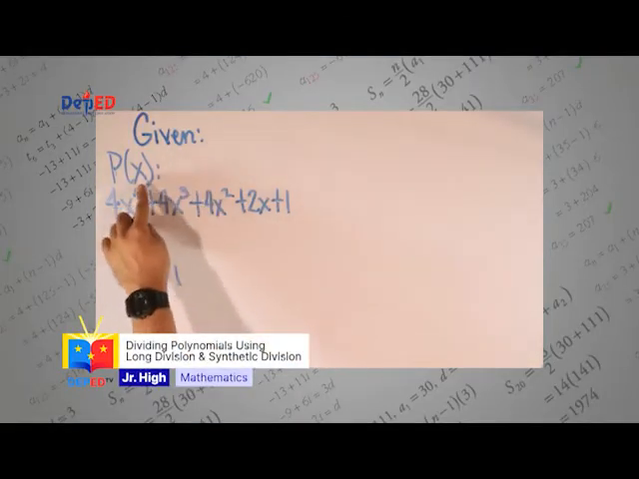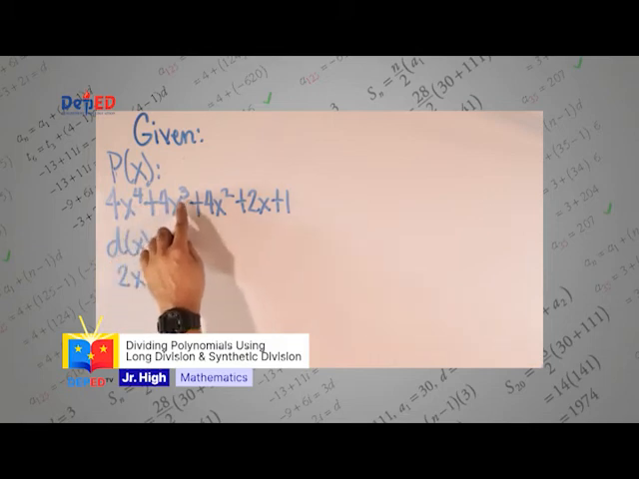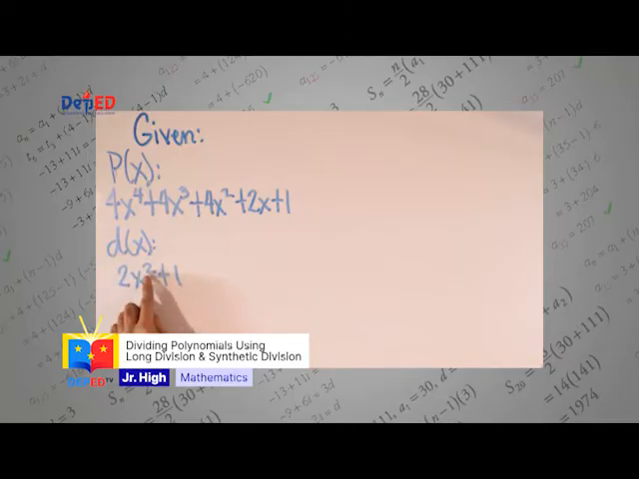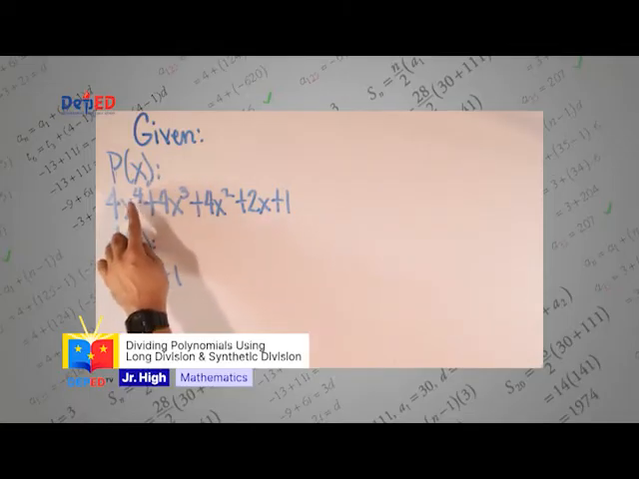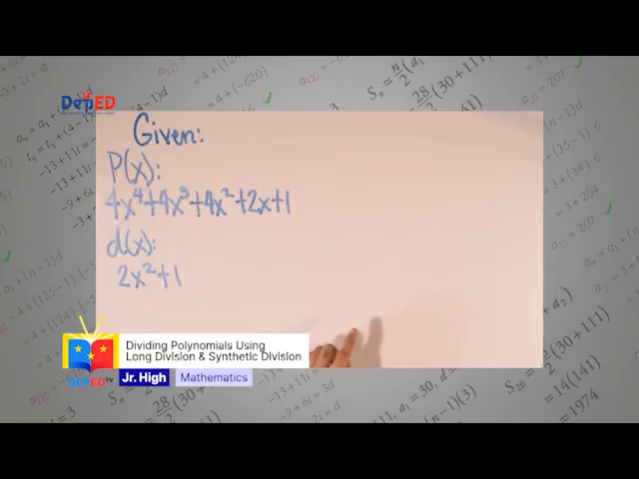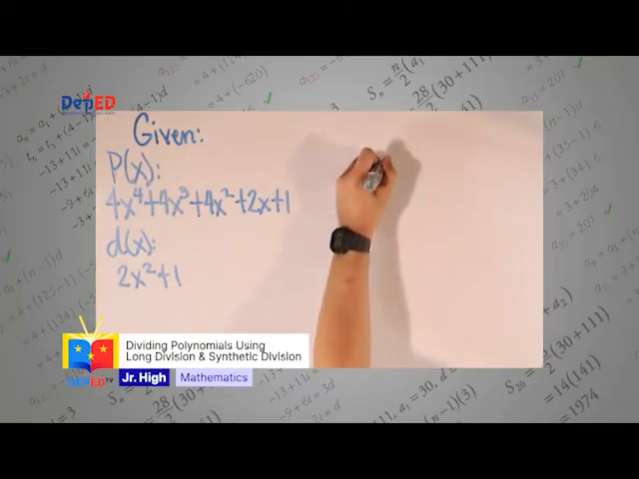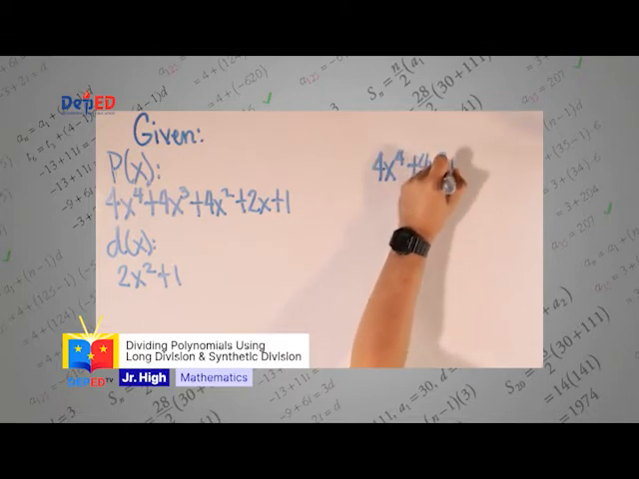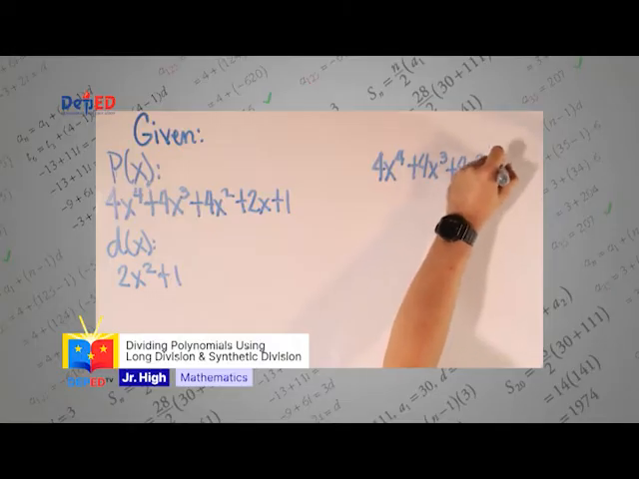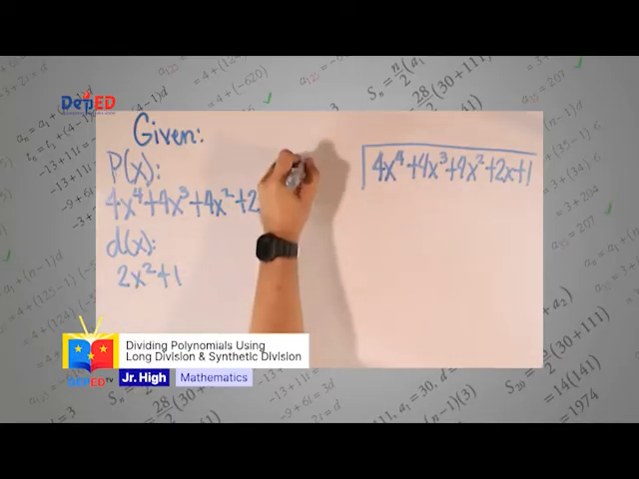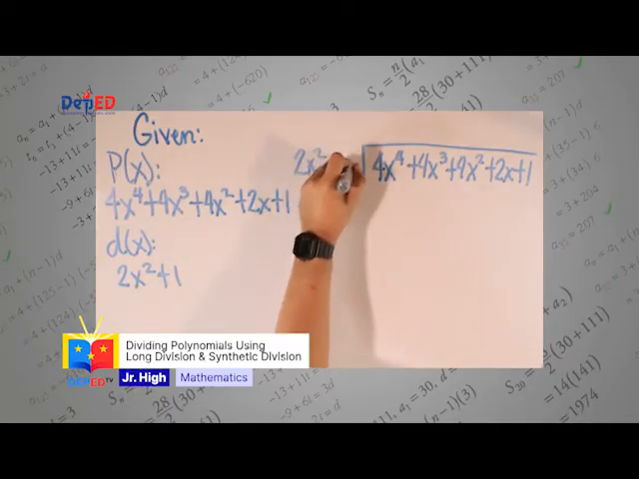Again, our given P(x), or the dividend, is 4x raised to 4 plus 4x cubed plus 4x squared plus 2x plus 1. And our divisor, or D(x), is 2x squared plus 1. Notice that our dividend is already arranged in decreasing powers of x, so there's no need for us to rearrange the terms. Now let's use long division to solve for this problem. We will write first our dividend, that is 4x to the 4 plus 4x cubed plus 4x squared plus 2x plus 1, divided by our divisor, which is 2x squared plus 1.